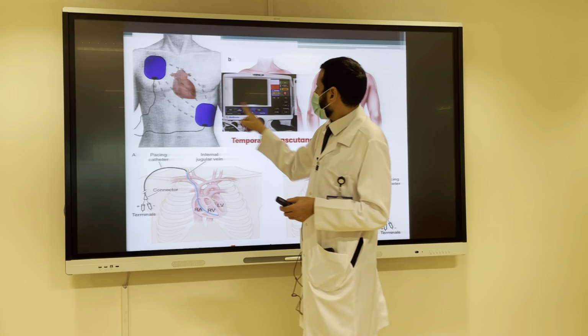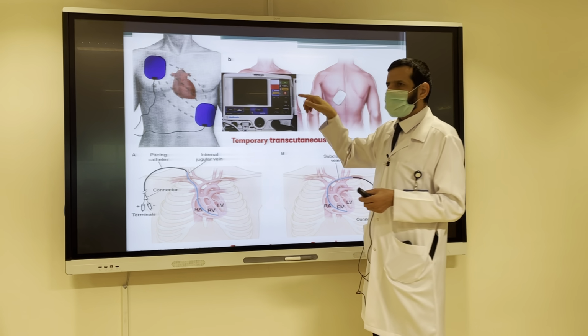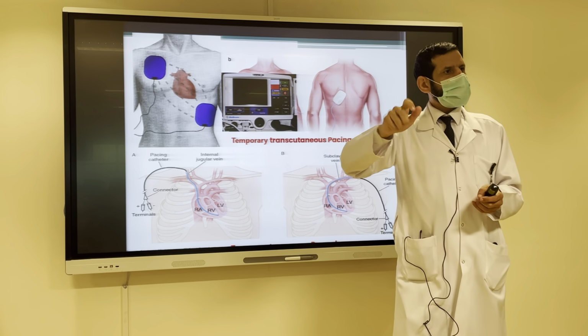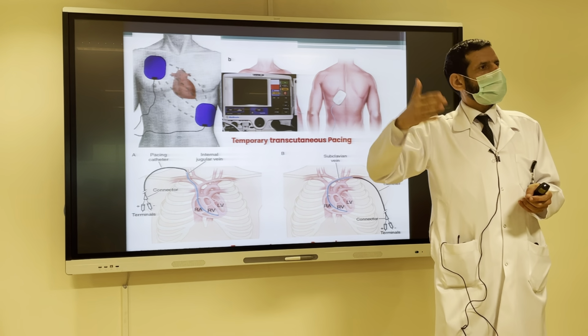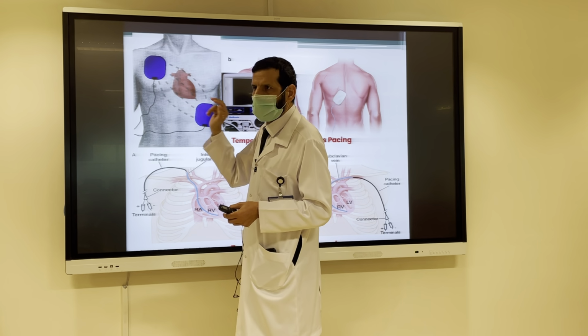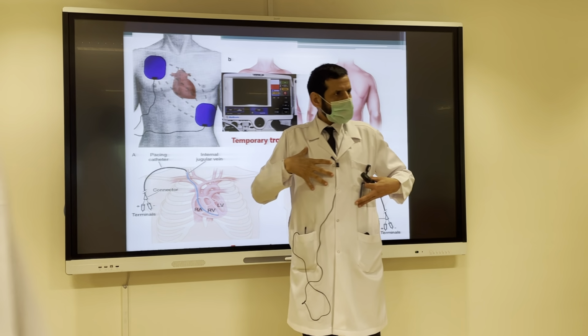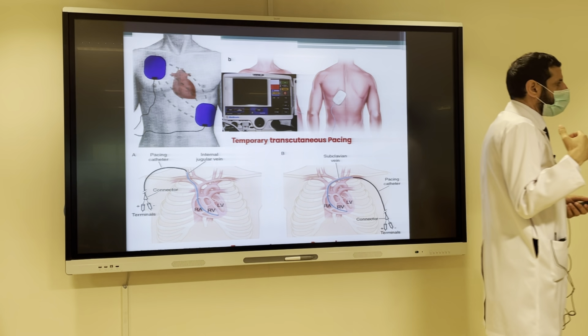So this patch is connected to the machine. We start to stimulate the heart electrically by increasing what we call output, and we will increase the heart rate till we are seeing that the heart rate is responding to us. So this is stimulation of the heart externally. As you can imagine, it's painful because we are delivering electricity through the chest wall. So this is only for emergency situations.